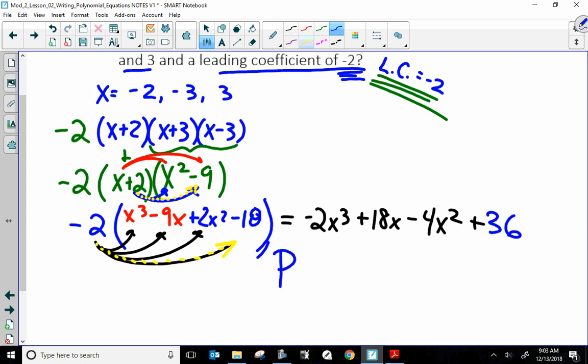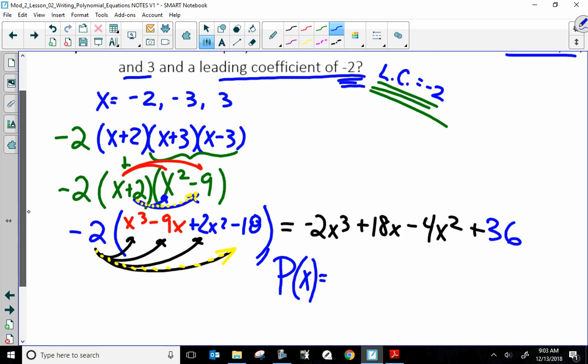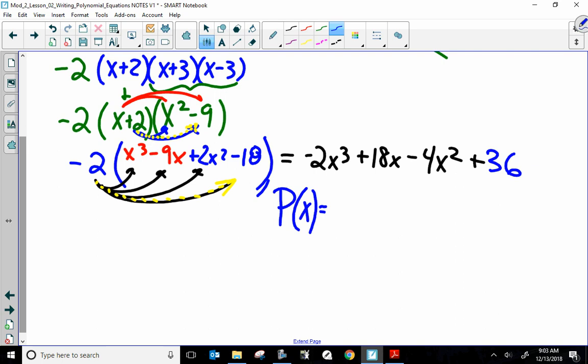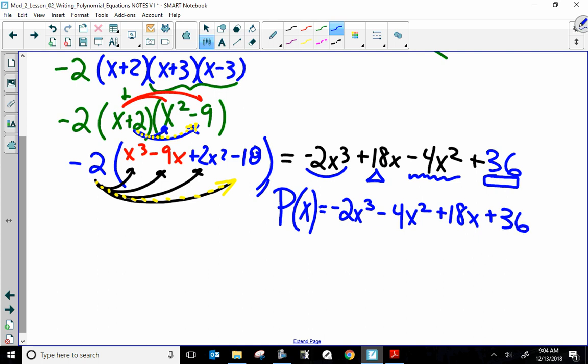form. I'm going to write it nice and neat in the order it should be. Did they tell us to write it in standard form? They did. Okay, so I have to do this to get the problem right. My biggest term is -2x cubed. My next biggest term is -4x squared. After that, I get plus 18x. And last but not least, plus 36.